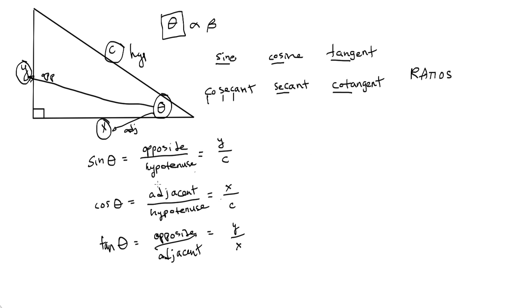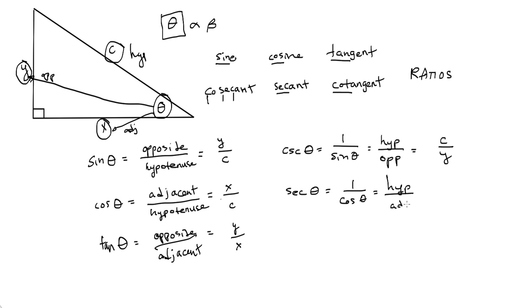The other 3 trig functions are actually just reciprocals of the first 3. Cosecant is the reciprocal of sine, which means it's the hypotenuse over the opposite, which in this case would be C over Y. For cosine, the reciprocal is secant, 1 over cosine. So that means it's hypotenuse over adjacent, which would be C over X. And the reciprocal of tangent is cotangent, 1 over tan, which would be adjacent over opposite, or X over Y. So there are the definitions of our 6 trig functions.